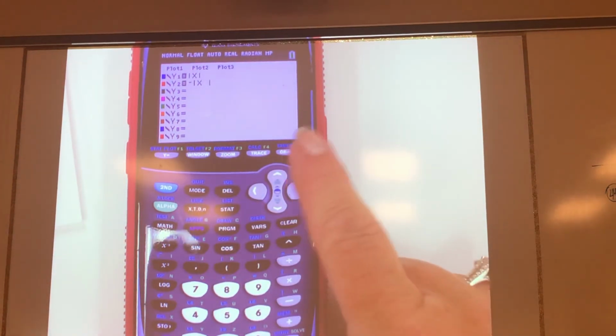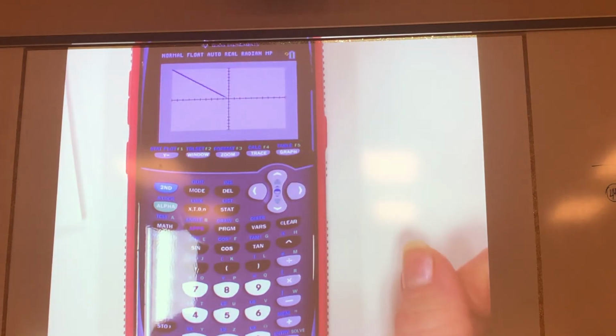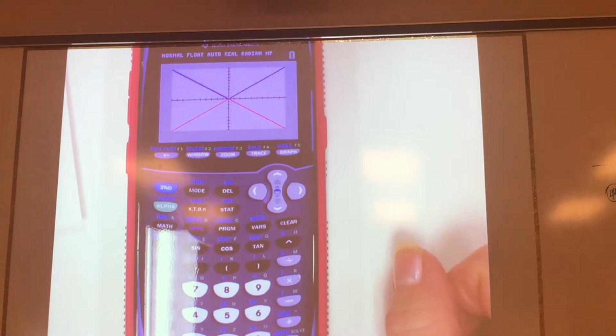Okay, so let's see if it does. There's my parent function. Now it's making an actual X. So there's my other function. It did flip it. I don't really like the word flip, okay? So I'm going to use the word reflect. It reflected.